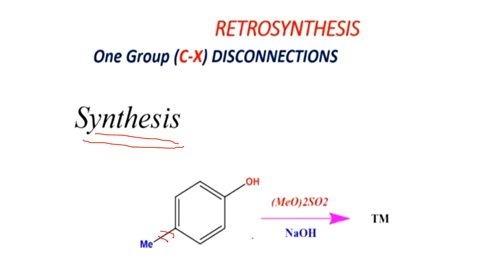Whenever we are doing synthesis in the laboratory, or while studying different reactions, we always have to consider the effect of different groups, either electron withdrawing groups or electron donating groups. We have to remember all these things so we can do synthesis easily and in a proper way. So we are studying the synthesis of this compound like this.